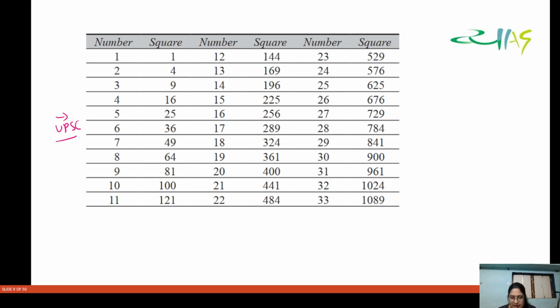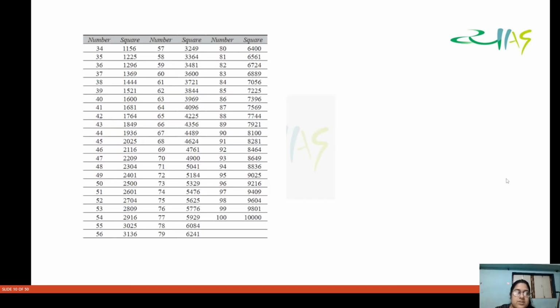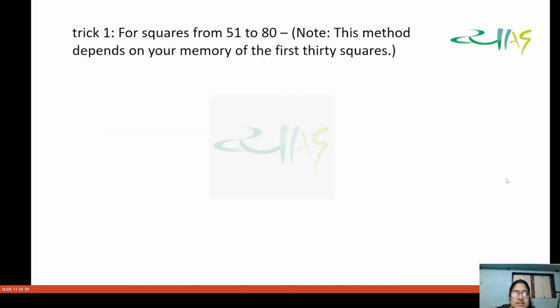Okay, so that is what UPSC is all about. Still, we will see how these calculations can be done because this course should also help you in other examinations as well. Okay, so let's just begin.